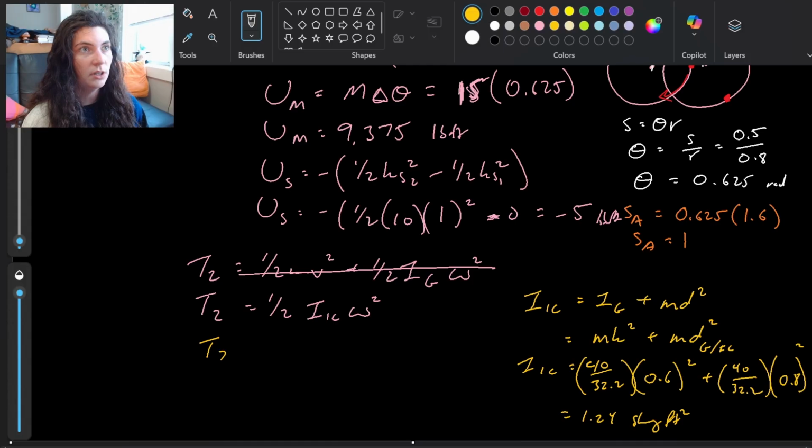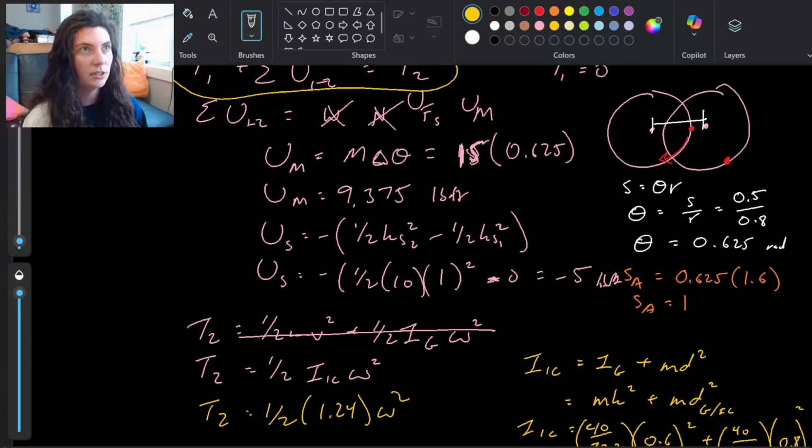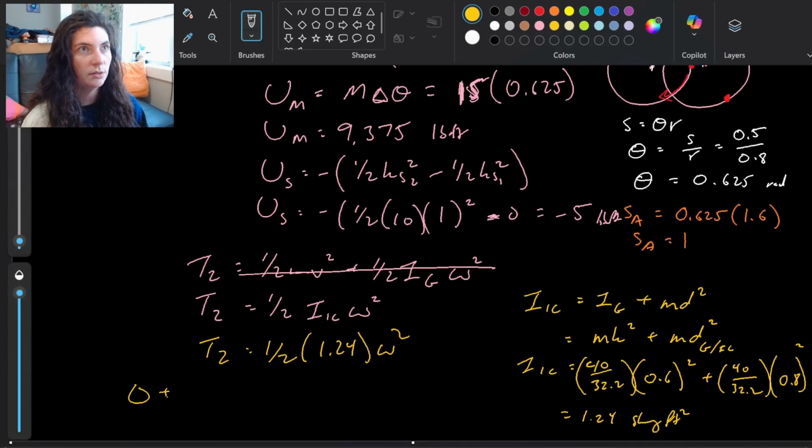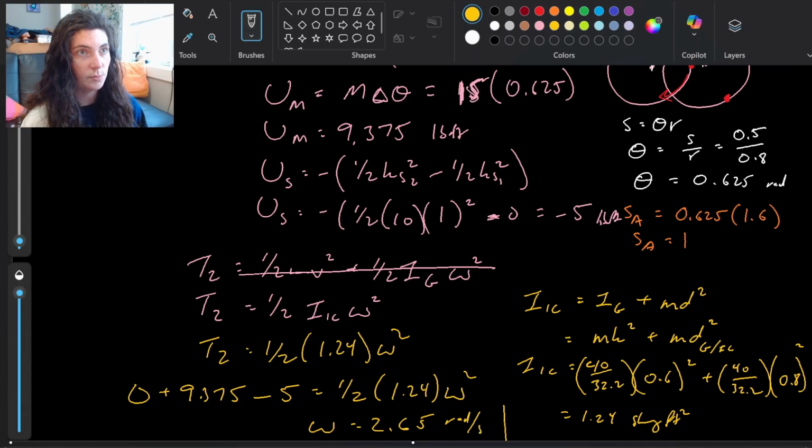So for T2, I can write 1/2 times 1.24 times omega squared, and then finally plugging all of these into our principle of work and energy, we're going to have 0 plus 9.375 minus 5 equals 1/2 times 1.24 times omega squared. And doing the algebra for that calculation gives us an omega of 2.65 radians per second.